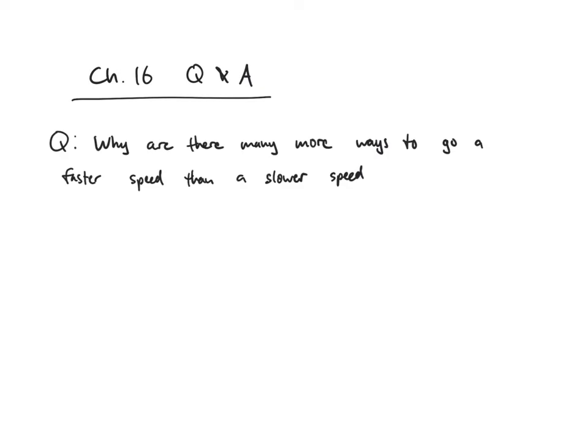Okay, so I got this question several times, first from Kayla, and she was asking, why are there many more ways to go a faster speed than a slower speed, as opposed to velocities, where a lower velocity is more probable than a higher velocity? Yeah, speed is different from that. And so I'm going to try to explain this, and it is quite a tricky and subtle issue.